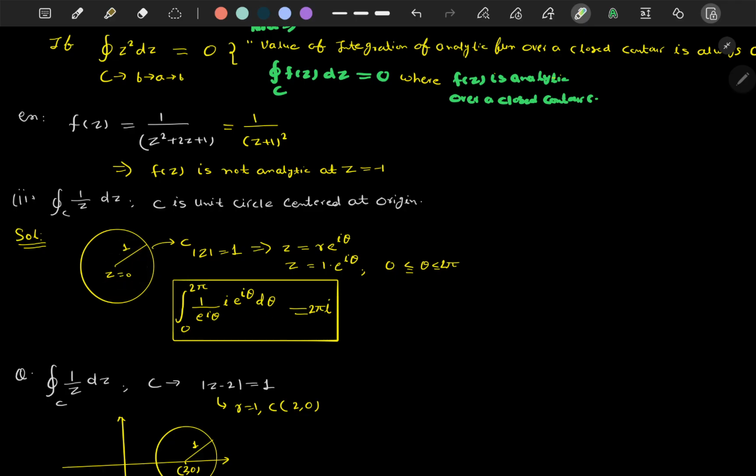So what will be the integration of 1 by z dz? When you differentiate z, you get iota e raised to iota theta d theta. Okay, so after solving, what will you get? 2 pi iota. This mod of z equal to 1 defines a circle of unit radius and center 0, 0.